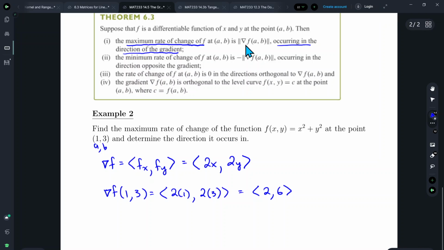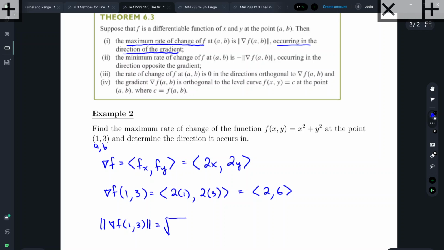Okay, so that's the gradient here, and now I have to calculate the magnitude. So just the magnitude of this vector: the square root of 2 squared plus 6 squared. What is this? 6 squared is 36, and 36 plus 4 is 40. So I have the square root of 40. So this is the maximum rate of change.